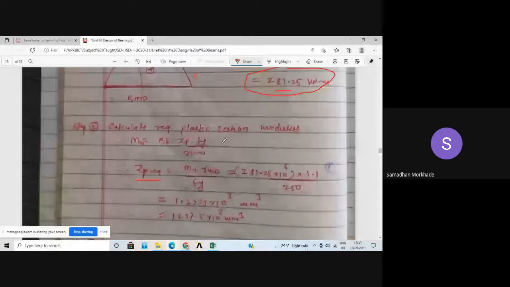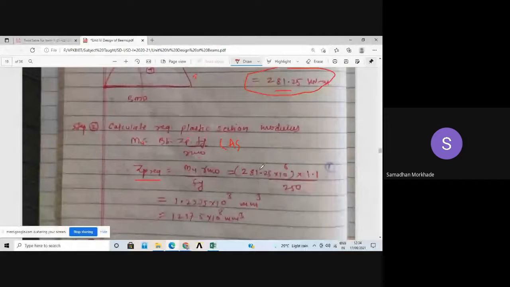Okay, and beta B is 1, assuming that the section is plastic or compact. Because almost all rolled steel sections fall in the category of either plastic or compact. So beta B is taken here as 1, and it has been assumed that the section is plastic or compact.